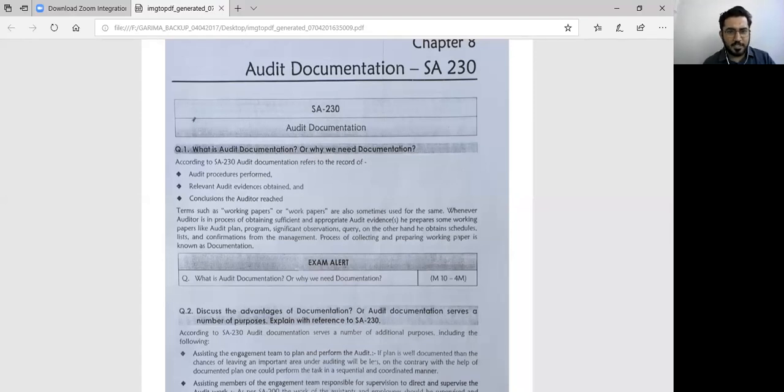You have representation letter. I will explain to you, of course, what is a representation letter. This representation letter also is a part of your audit documentation. Are you understanding? Now please understand the importance of audit documentation.